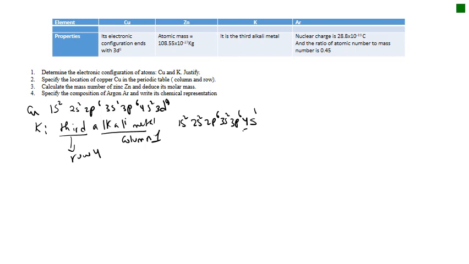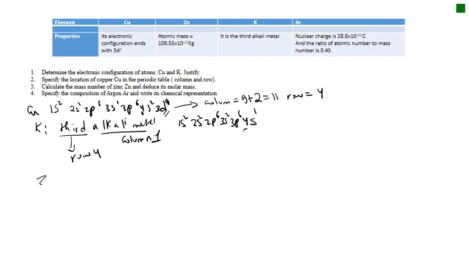To determine the location of copper in the periodic table, the electron configuration of copper ends by d9, so its column is equal to 9 plus 2. We take the number of electrons on d and we add 2. It is in column 11. For row, it is in row 4, since the highest energy level is 4.